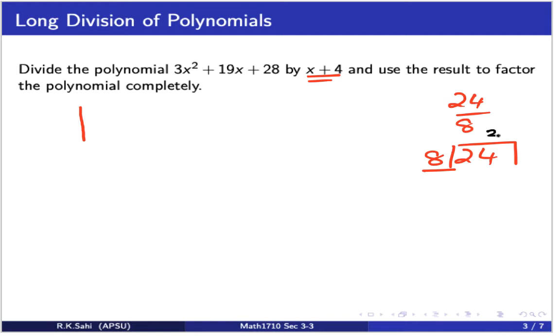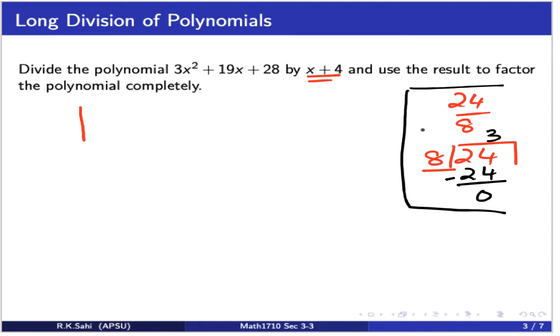We know 8 times what? 3. That's the quotient, and when you write down 8 times 3, you write it right beneath the number inside this little rectangle, and then you subtract and you get a 0. So remember, 8 is the divisor, 3 is the quotient, 0 is the remainder, and 24 is the dividend. This is a very simple way we have been doing it for so many years. We're going to use the same idea, but now with polynomials.